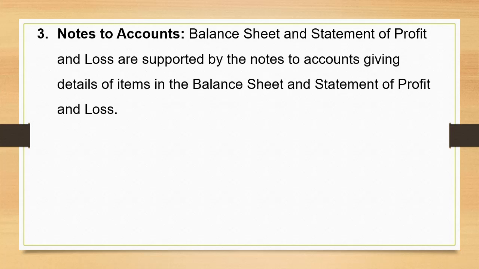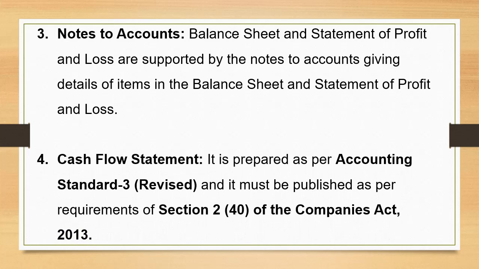Next is notes to accounts. Very important, because when you prepare balance sheet and statement of P&L, you just get the final value over there. But the details of the items in the balance sheet and the statement of P&L are to be shown in notes to accounts. Next one is cash flow statement. It is prepared as per Accounting Standard 3 revised and it must be published as per requirements of section 240 of the Companies Act 2013. So we have 4 things over here as a part of the annual accounts, that is published accounts. Number 1, balance sheet. 2, statement of P&L. 3, notes to accounts. And 4, cash flow.